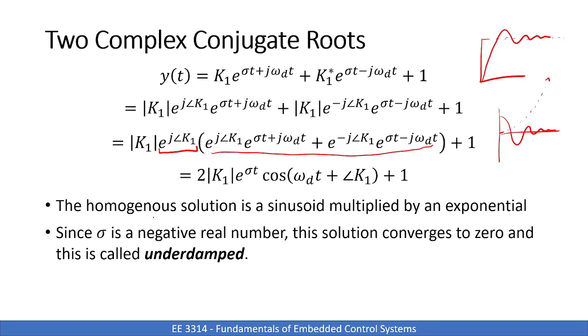Okay, so the homogeneous solution is a sinusoid multiplied by an exponential. Since in this case sigma is a negative real number, the solution will converge to 0, and we're left with basically plus 1, which will be our final value here.